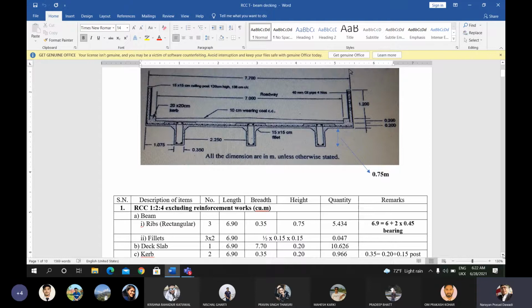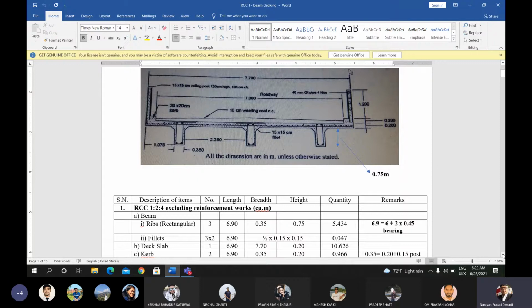So the quantity of RCC work can be calculated separately for the different parts of the girder. Now for the beam, there are three numbers of beam. You can see here there are three numbers of beam below the slab. The beam section is rectangular plus triangular. Three rectangular and two triangular parts for each beam.